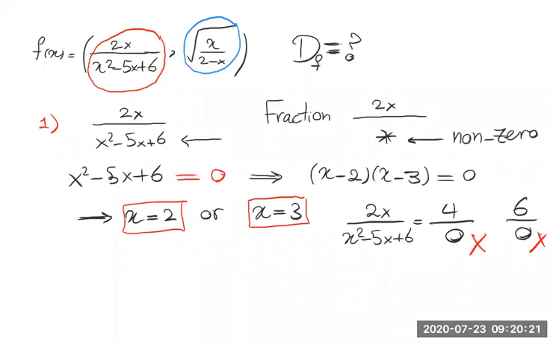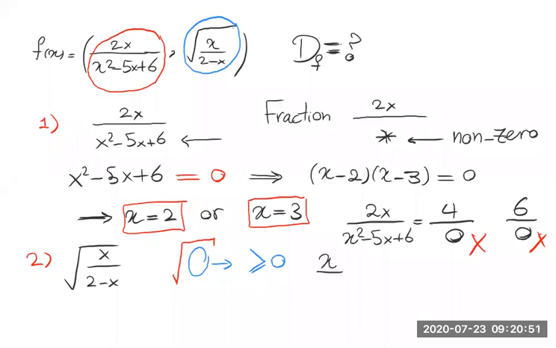Let's look at the second thing. The second thing is square root of x over 2 minus x. So there are 2 problems here. One is that whenever we have a radical, a square root of something, what we have under that radical should be non-negative, should be greater or equal than 0, because we have not defined square root of negative numbers. So x over 2 minus x should be greater or equal than 0.